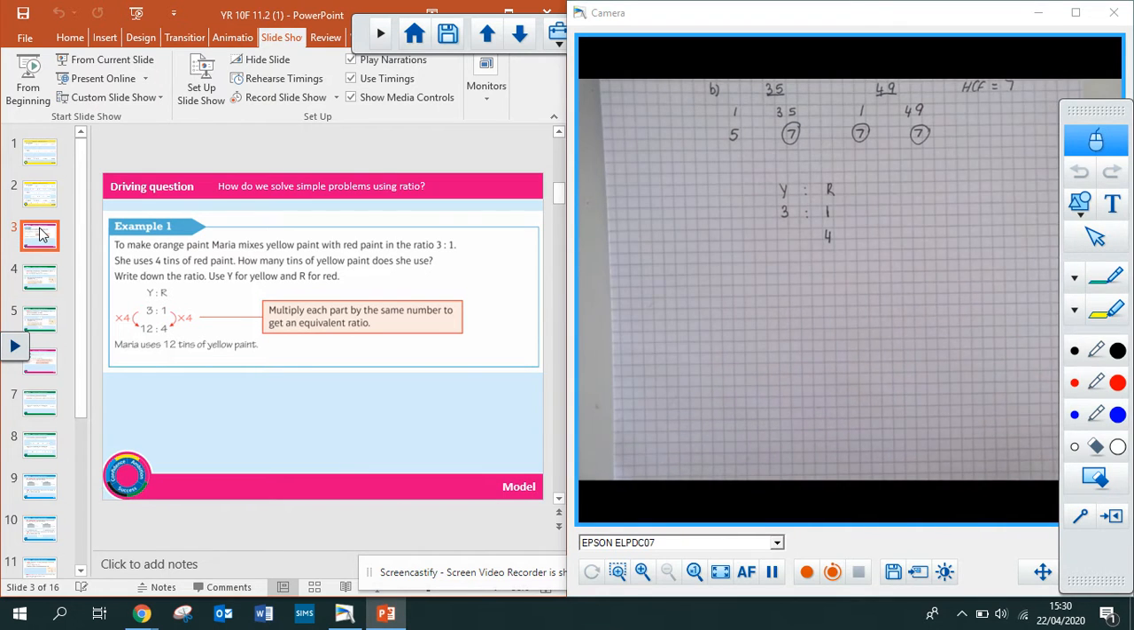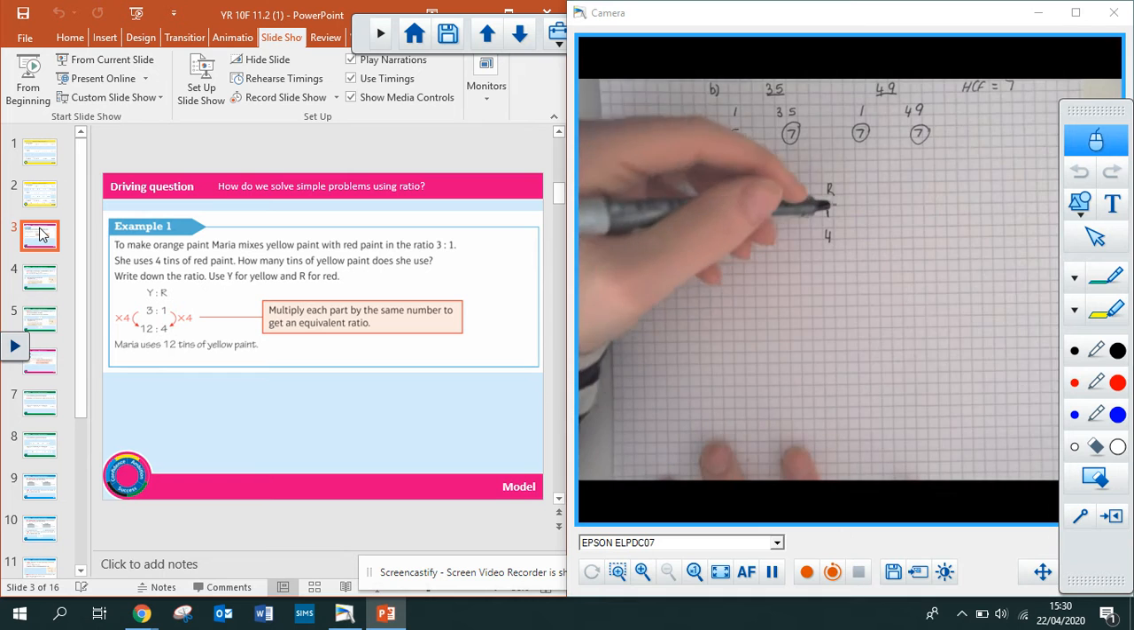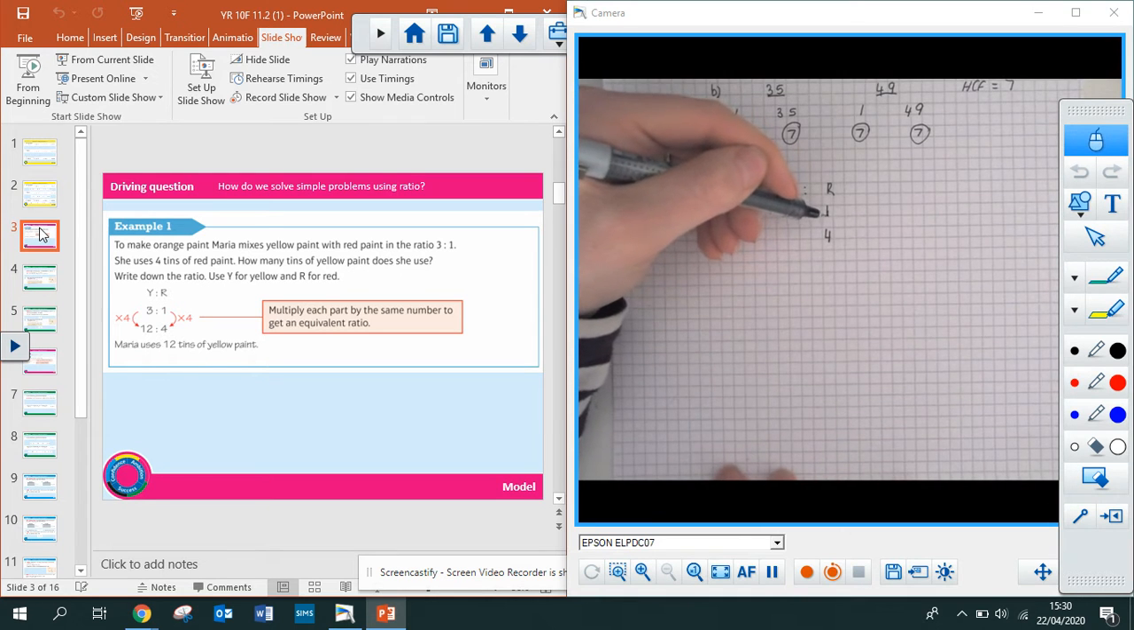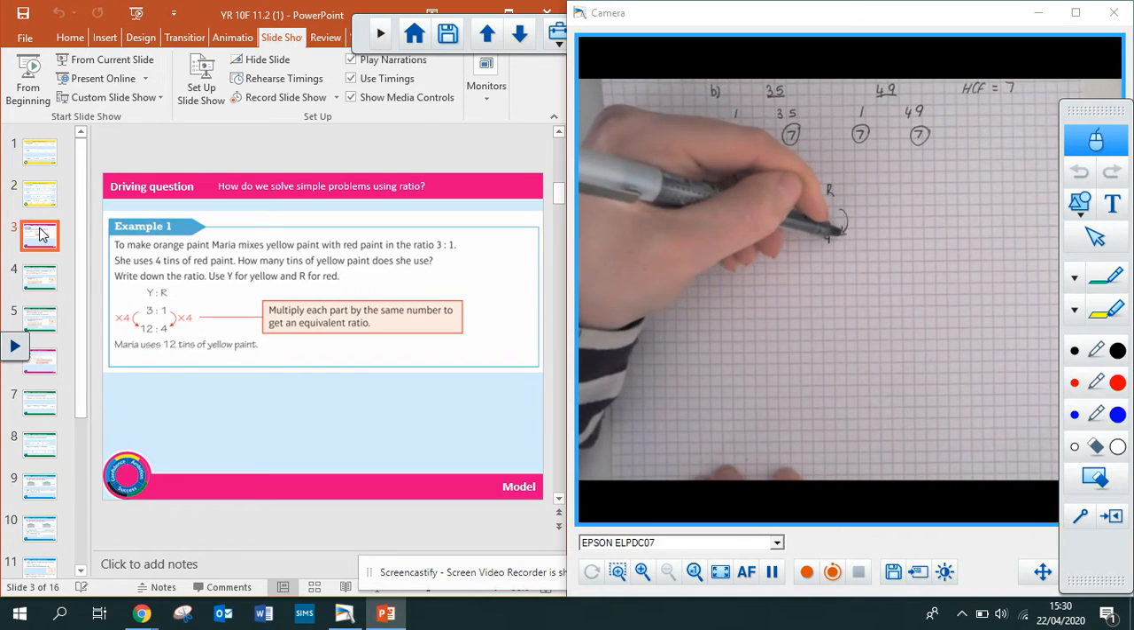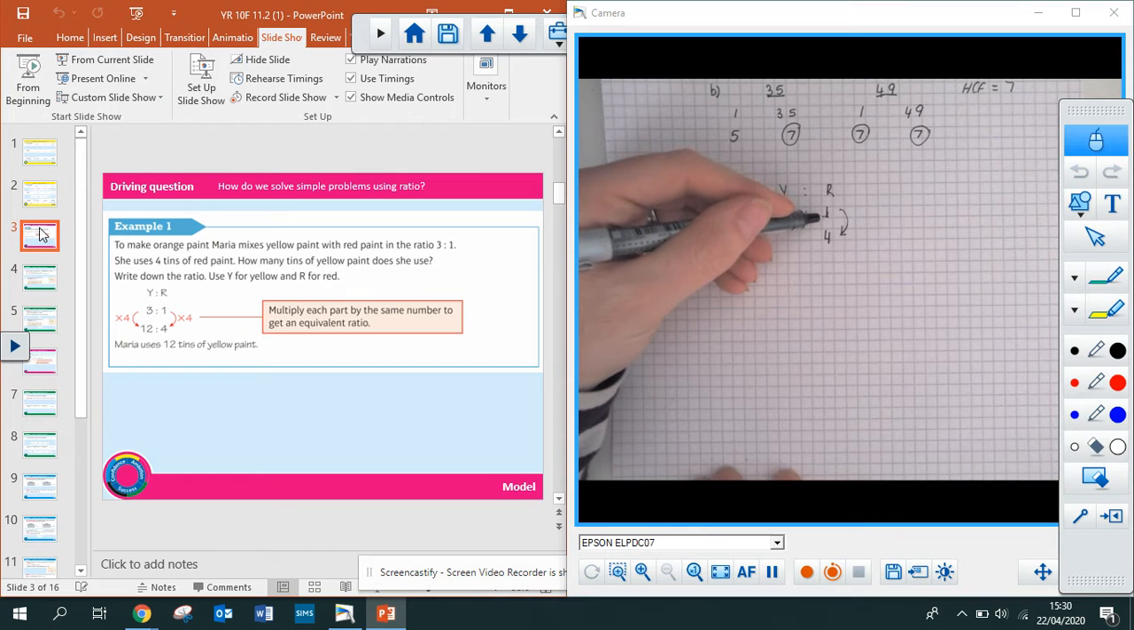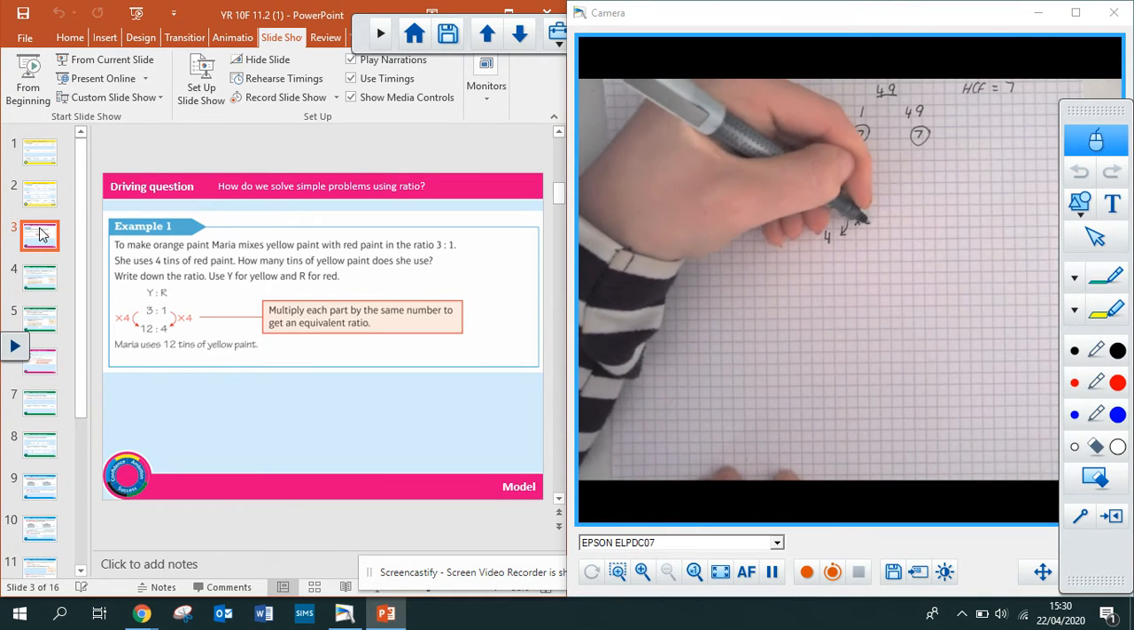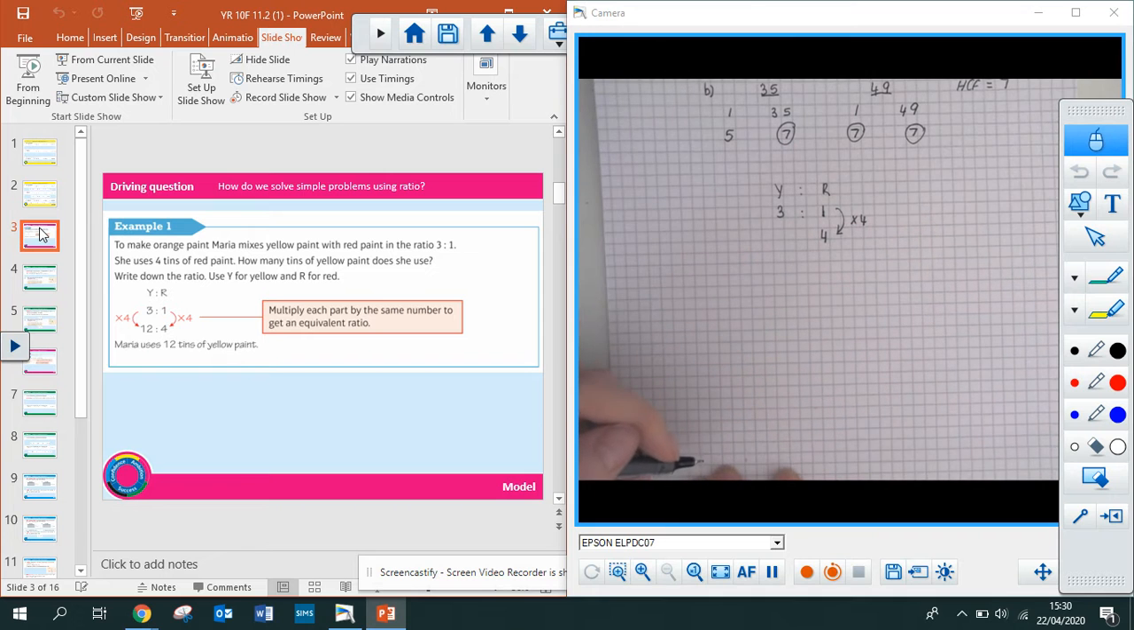This is like the opposite to simplifying, okay? I'm going to work out how I get from the part in my ratio to the number of tins that she's used, so 2 to 4. How do I get from 1 to 4? I multiply by 4. 1 times 4 gets me to 4.